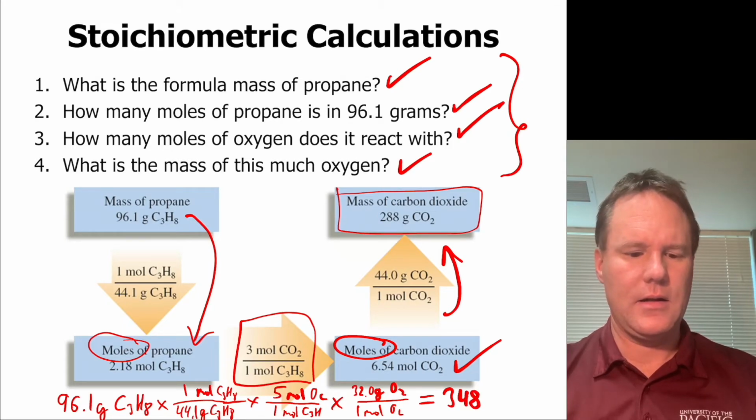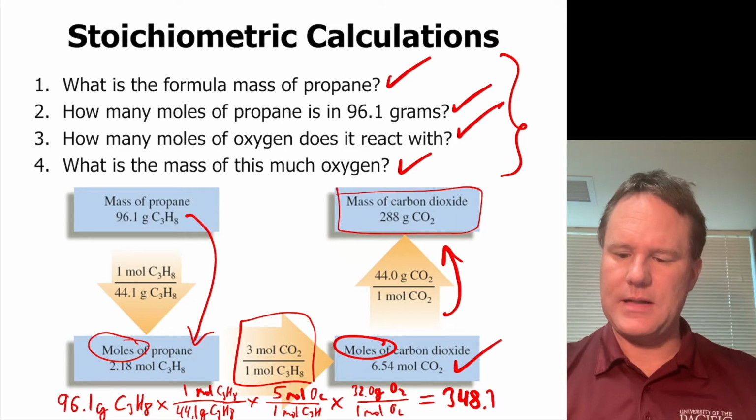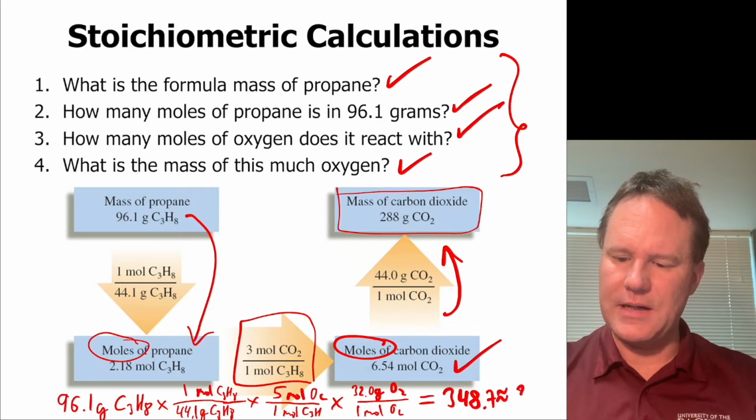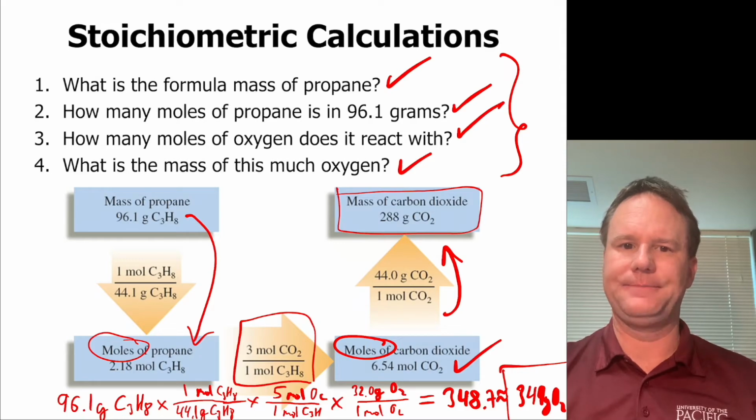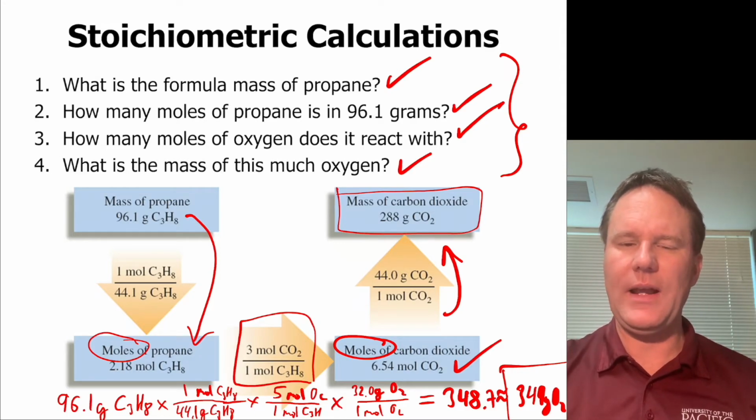348, and I get 3 sig figs, so 0.7. Let's round it to 3 sig figs, so 349 grams of O2. Okay, that's what it reacts with. Very good. Okay, so these are the steps.